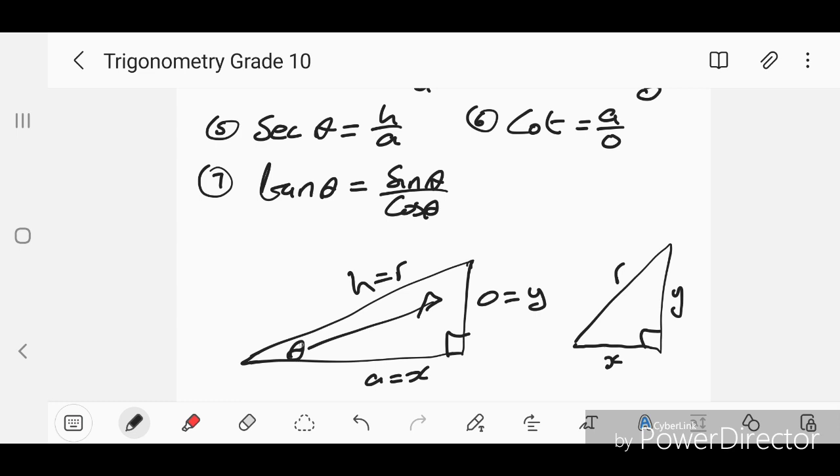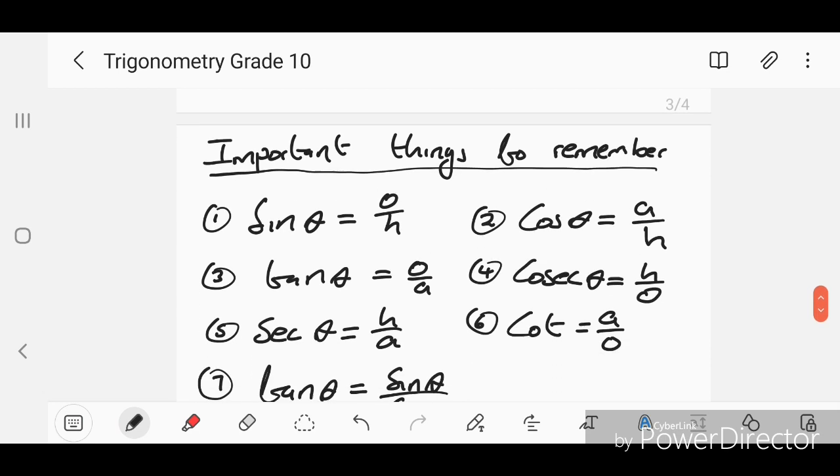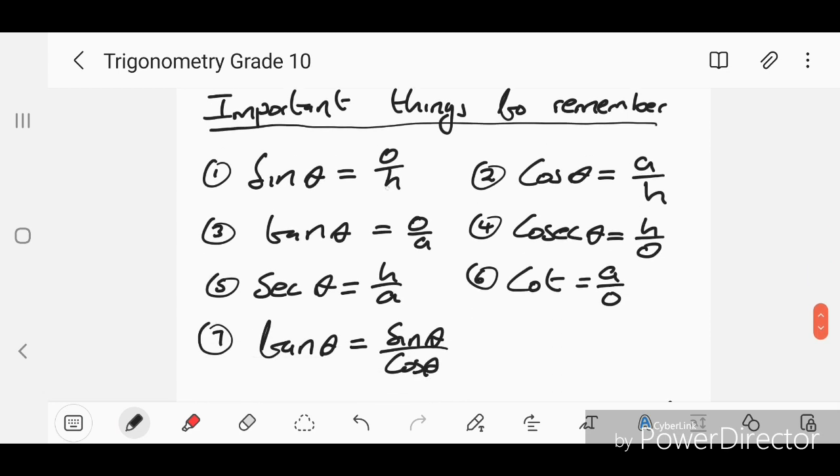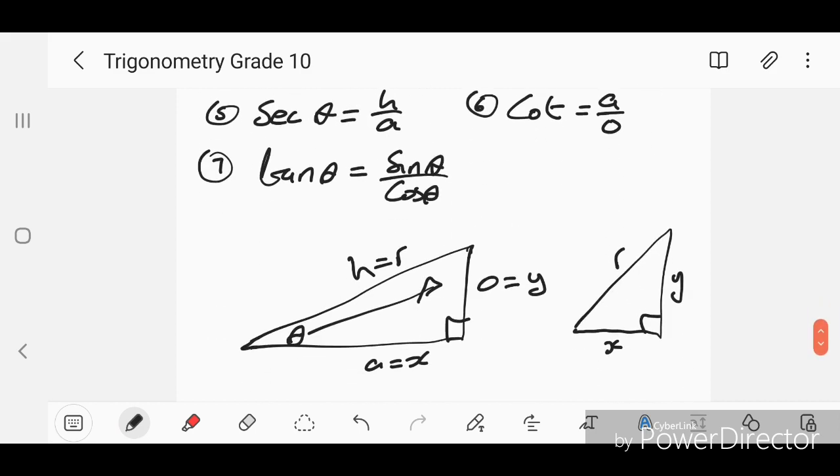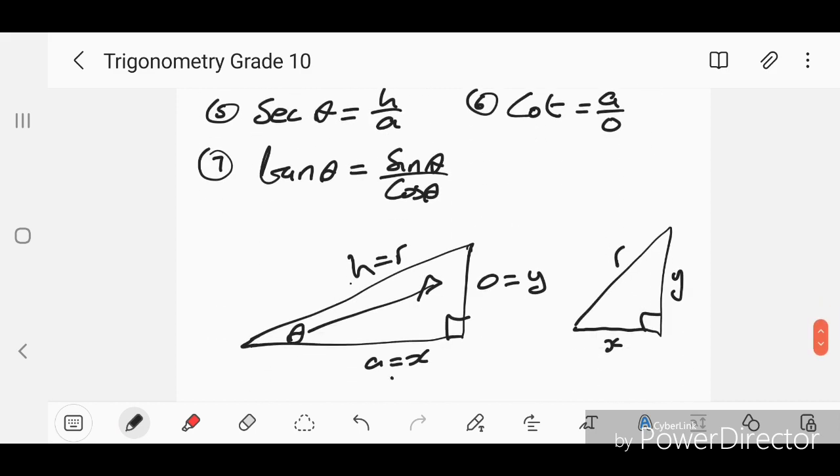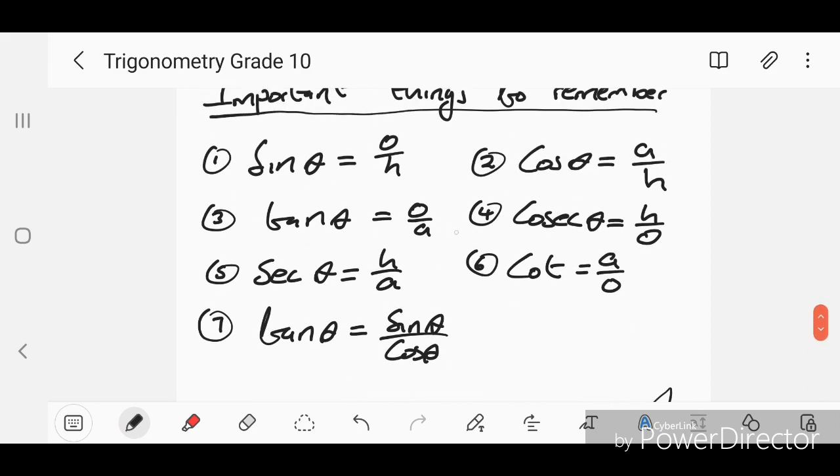Okay, so in any triangle with respect to theta, sine is opposite over hypotenuse, cos is adjacent over hypotenuse. That means adjacent over hypotenuse. Tan is opposite over adjacent.